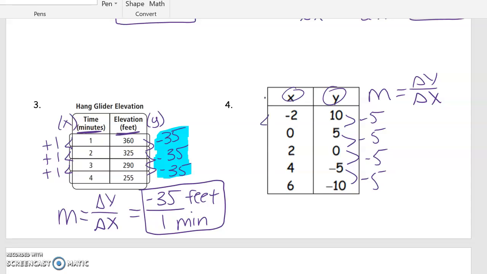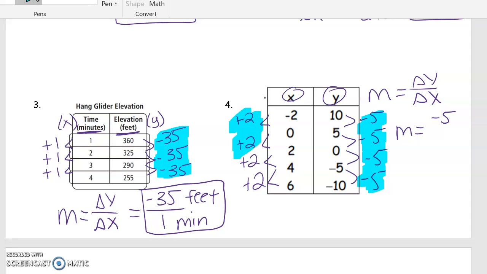If I go down this x column, from negative 2 to 0, positive 2, from 0 to 2, positive 2, 2 to 4, positive 2, 4 to 6, positive 2. Okay, it's a constant rate of change. So now, when I go to write my slope, or my m, all right, we said it was change in y over change in x. So my change in y is negative 5. My change in x is positive 2. So my slope, or my rate of change, is negative 5 over 2. Now, that can't be simplified any further, and there are no units that I need to attach. So that is my final answer.